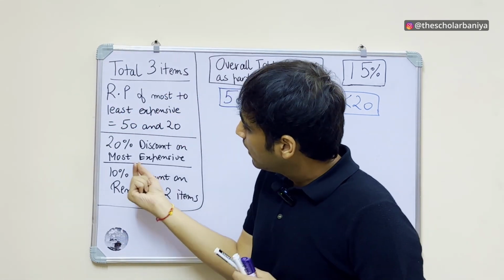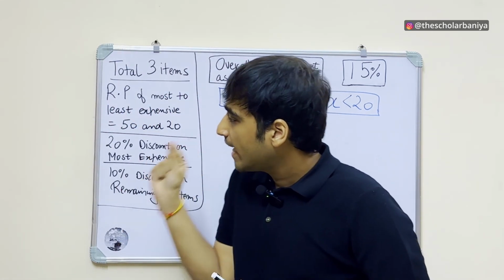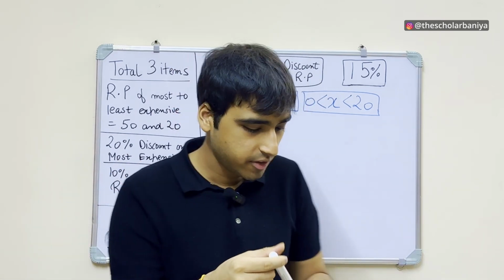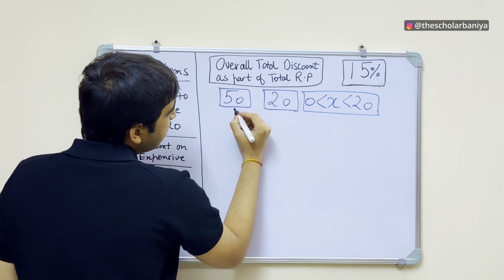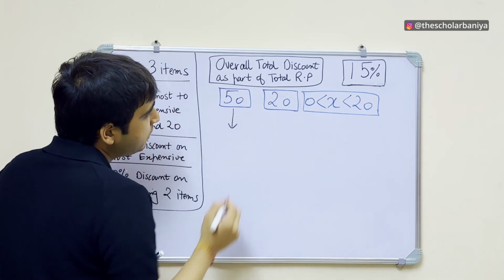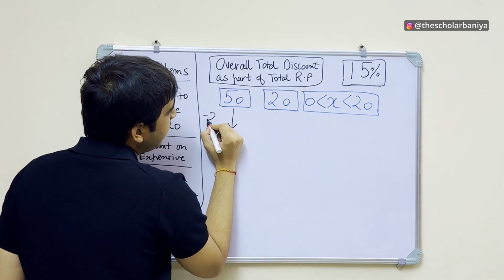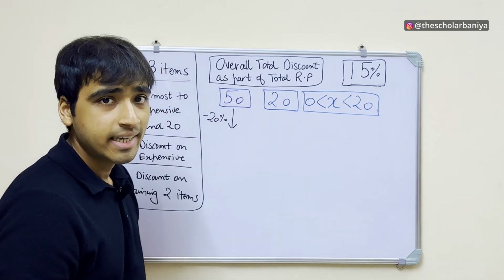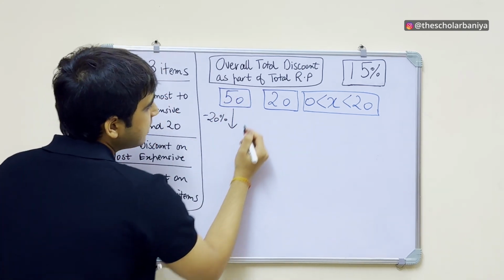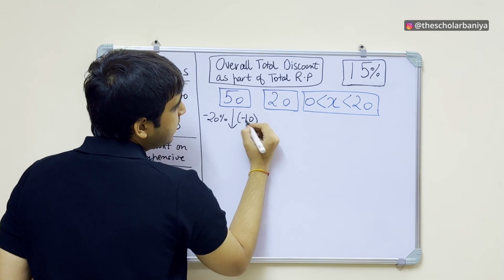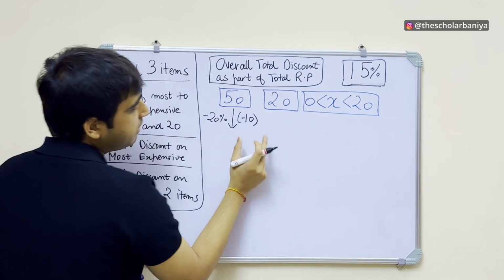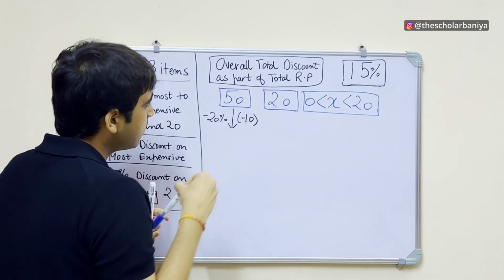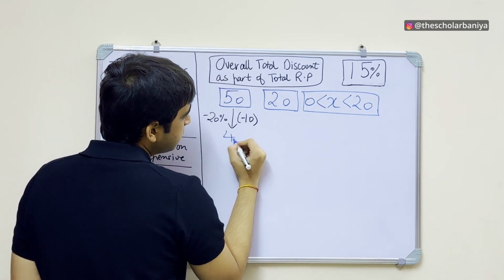Okay. Now, we know that we get a discount of 20% on the most expensive item, right? So this is the most expensive item. So we get a discount of minus 20%. So what is 20% of 50? 20% of 50 is 10. So basically, we get a discount of $10, right? So after we get a discount of $10, this value becomes how much? 40.